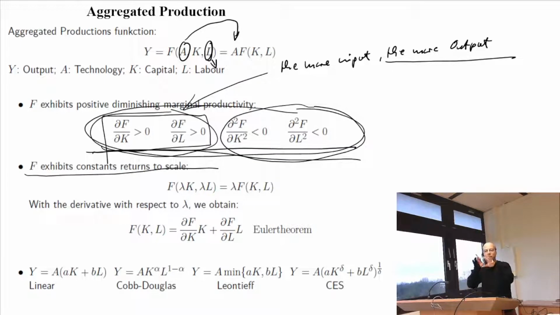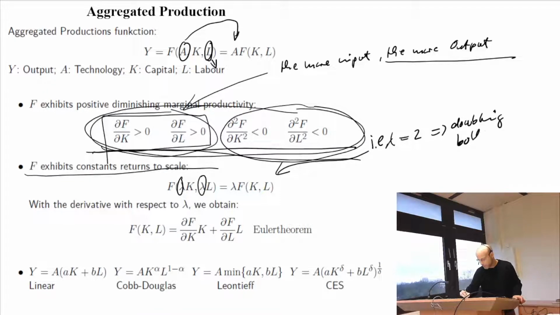And now we look simultaneously at a change of both production factors. And this is meant here by the factor lambda. Think of lambda as 1, 2, or 3. Or think of lambda as 2. What does it mean? This means doubling both input factors.